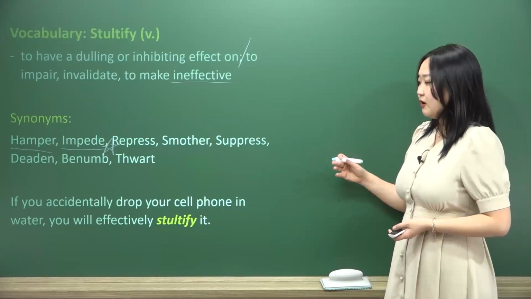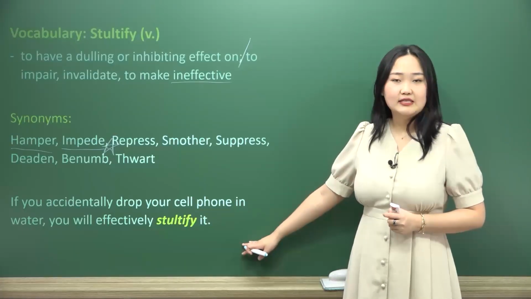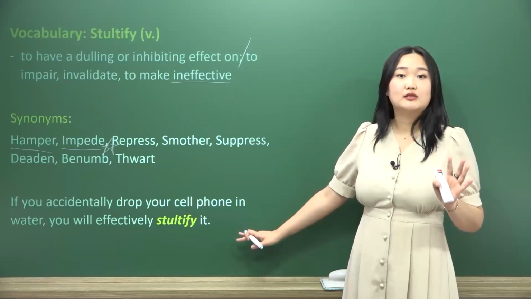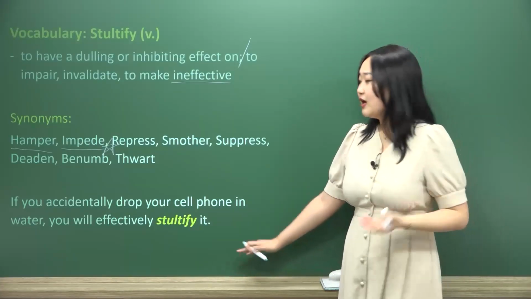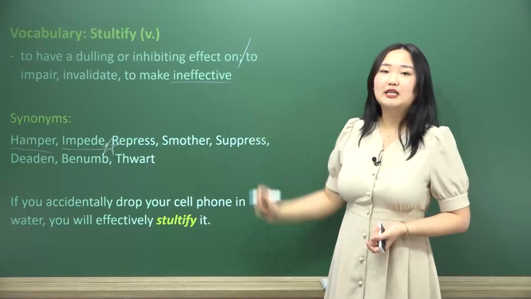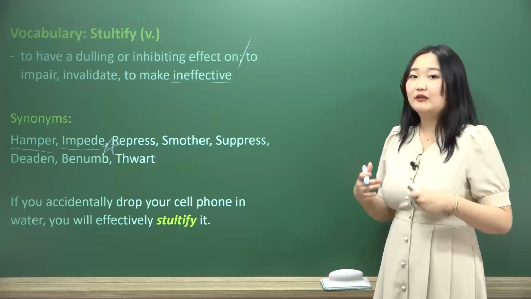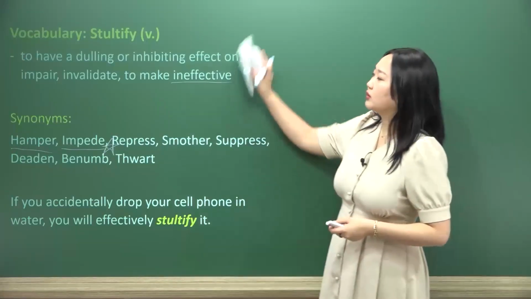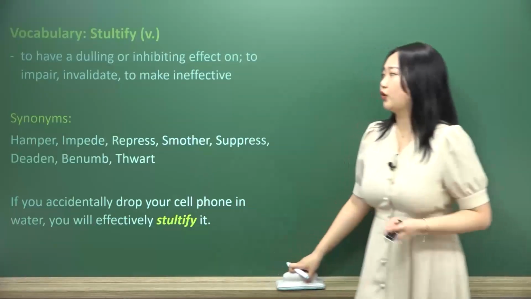If you accidentally drop your cell phone in water, you will effectively stultify it. Now, this might not be true anymore with all those nice fancy phones coming out that are always waterproof, but in the past, in the way back when of, let's say, early 2000s, if you dropped your phone in water, you didn't have a phone anymore. It would not work. You would effectively stultify it. You would make sure that it is impaired, invalidated, and completely ineffective. It would not turn on after that point. You would have to be lucky and possibly dry it out in a very archaic manner, like sticking it in rice, for it to work again. And so we have the word stultify, to make ineffective, no longer usable, no longer workable.